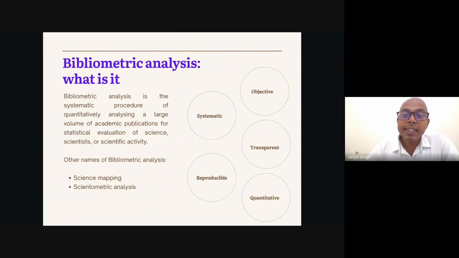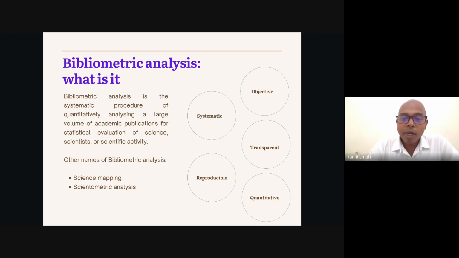And second thing, it is systematic, because bibliometric analysis we cannot conduct randomly. For that, you have to properly design the keywords, and you have to collect the data, and you have to filter the data, and you have to download the file. This follows a systematic process. That is why bibliometric analysis is called systematic analysis also.